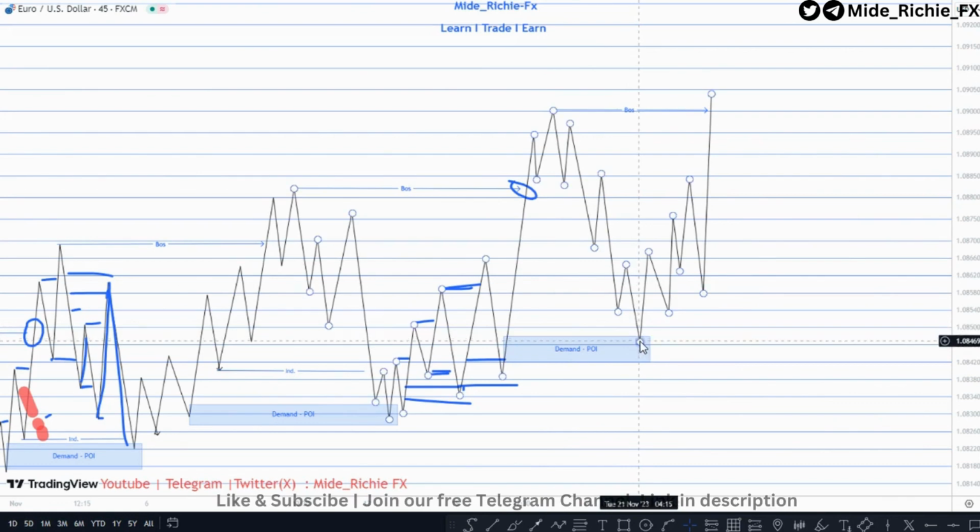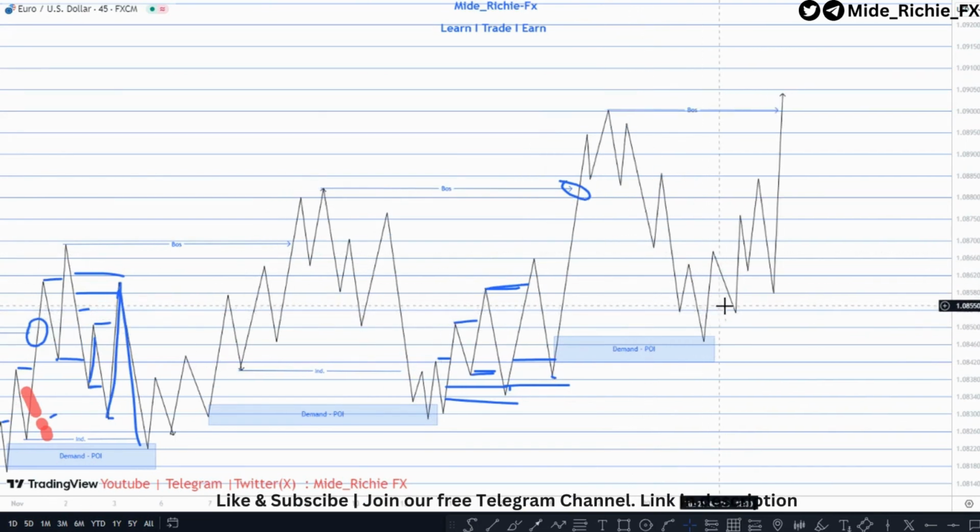So we had a change of character after the mitigation of this demand zone. We had a change of character right here by the market, for the market to take out this high. Then the market traced back to the demand zone, which caused a change of character, and then gave us a very nice bullish move to the upside.